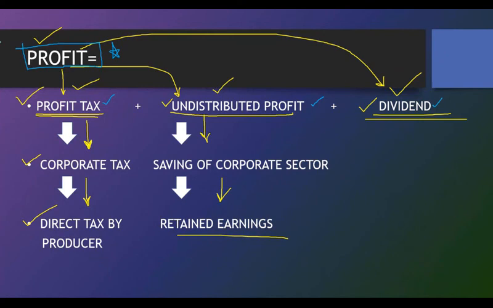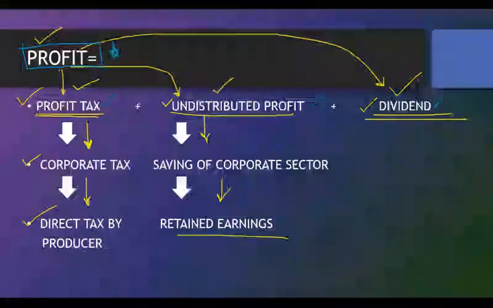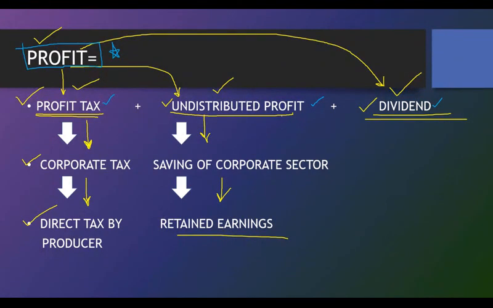So always remember, whenever in the question the term profit is given, give importance to the profit, not to the parts of the profit. But if the term profit is not given, then we'll be adding these three parts of the profit and get the total profit out of it. That was the part of the profit.